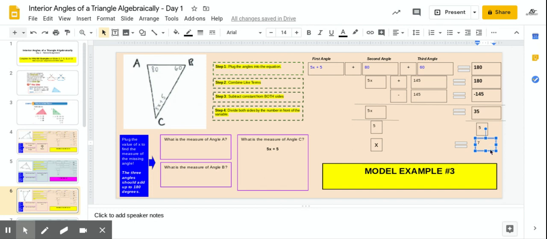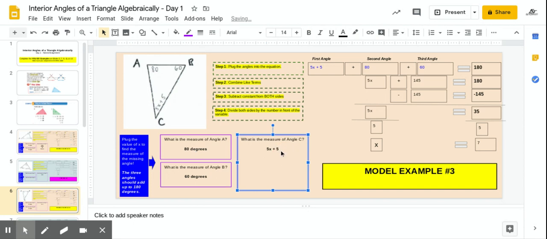Again, though, we did not answer the question. Our goal is to figure out the measure of angle C. So I'm going to come to my text boxes and type in all my angle measures. Well, what is the measure of angle A first? Easy peasy. I gave it to you. It's 80 degrees. Okay, what is the measure of angle B? Again, easy peasy. 60 degrees. I gave it to you. And then the measure of angle C.